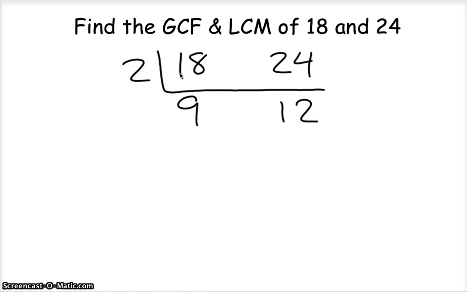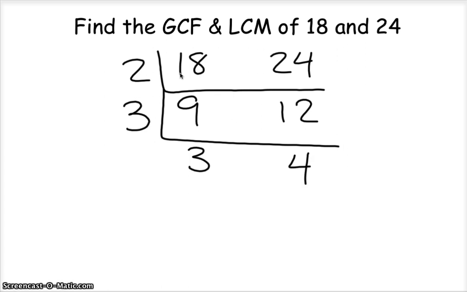Again, we ask the question, with 9 and 12 now, is there anything in common that are factors of both terms? In this case, we can take a 3 out of both terms. 9 divided by 3 is 3. And 12 divided by 3 is 4.